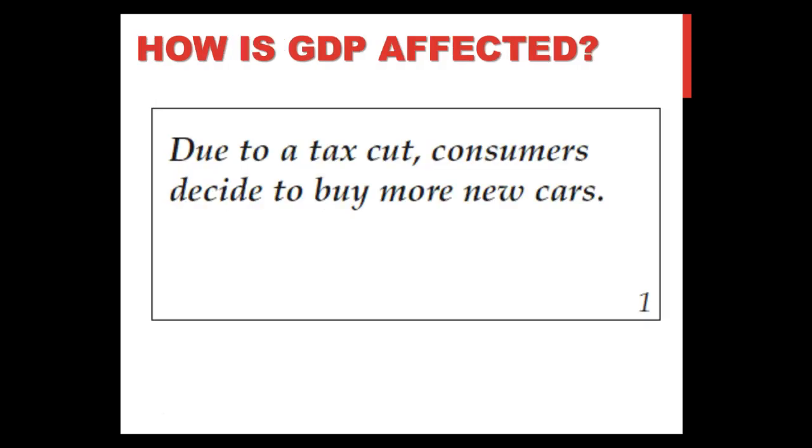So if we wanted to practice for a minute, we could look at a situation like this. Due to a tax cut, consumers decide to buy more new cars. This would be an indication that GDP is increasing, because we would see an increase in consumption as individuals buy more stuff when they have more money in their pockets.